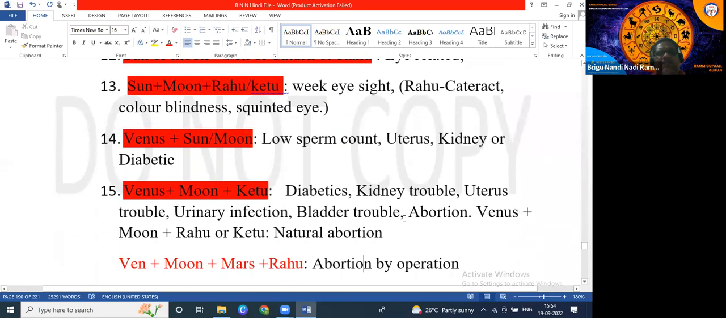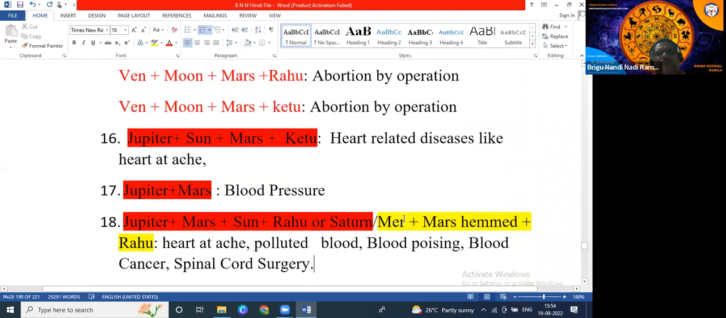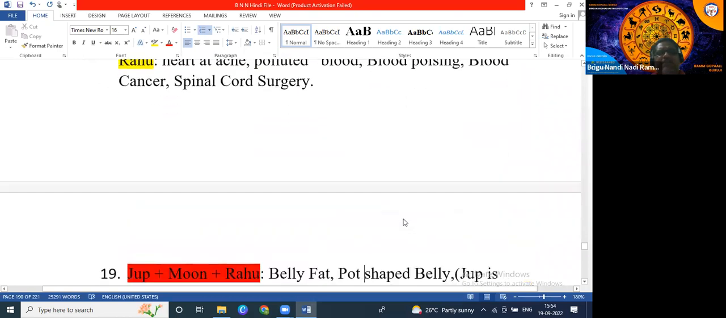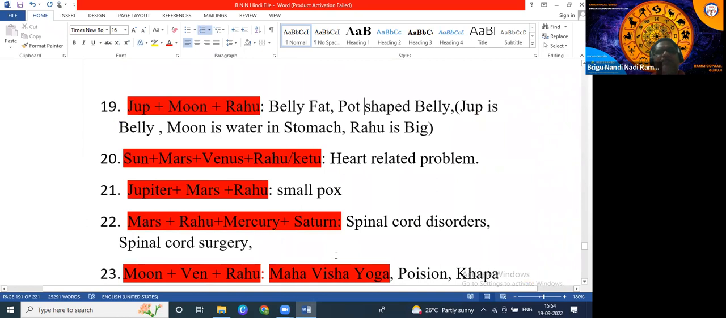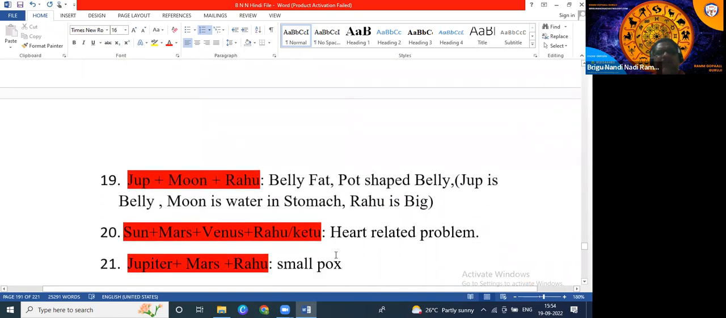And in a similar way, we are discussing here blood poisoning, blood cancer, spinal cord surgery, major problems, if Mars is hammered in between Rahu and Mercury or Saturn. And Jupiter, Moon, Rahu: Jupiter is actually the stomach, belly, and moreover Jupiter itself is fat. Moon is water in the stomach, and Rahu is round shape. That's why belly fat or pot-shaped belly. Jupiter is belly, Moon is water in the stomach, Rahu is fake.